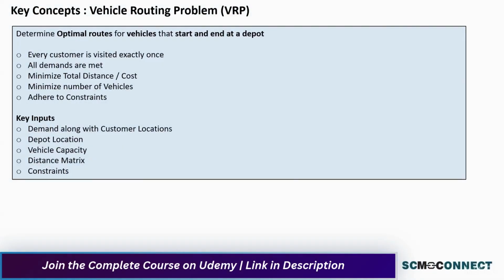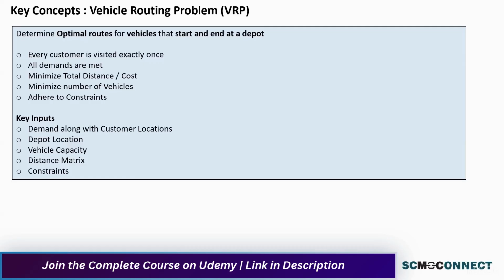Let's talk about the basics. As I said, VRP stands for Vehicle Routing Problem. It is about determining optimal routes for vehicles that start and end at a depot. VRP has certain conditions that need to be met: every customer is visited exactly once, all demands are met, minimize total distance or cost, minimize the number of vehicles, and adhere to constraints.